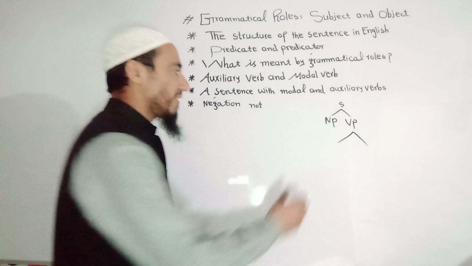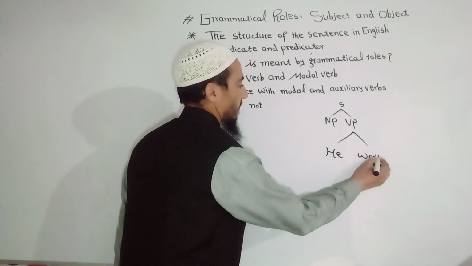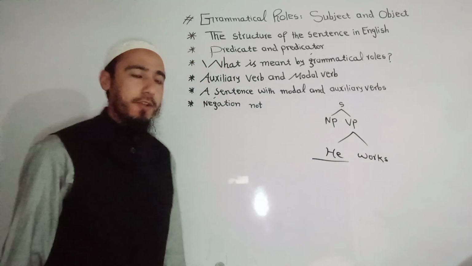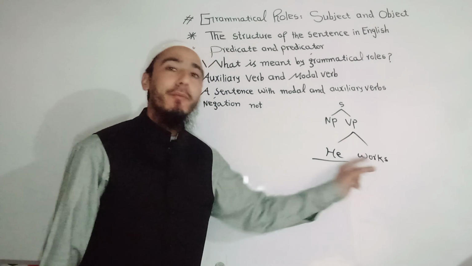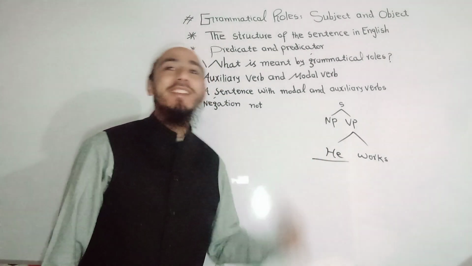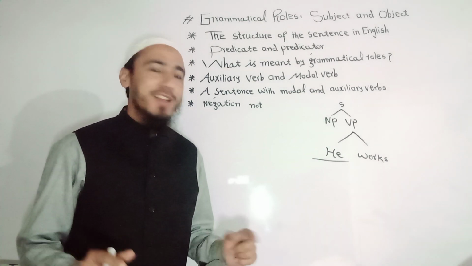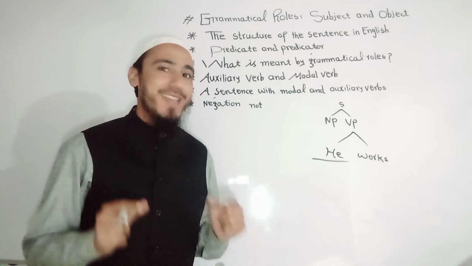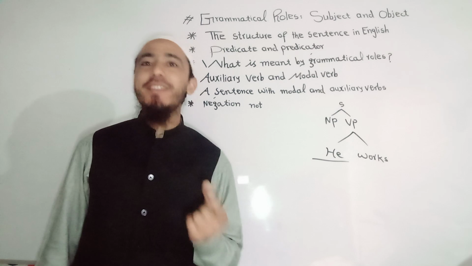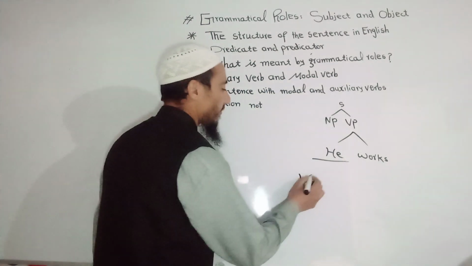I'm writing a sentence. If I say, he works, consider that is noun phrase NP. Okay? And when we say works, that is what? That is predicator. When we have a noun phrase, that is a subject, while when we have just one verb, then that is called predicator. Let me write it clearly.